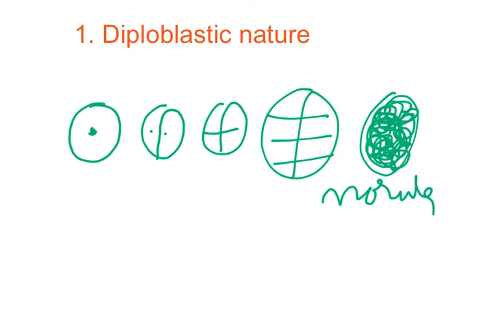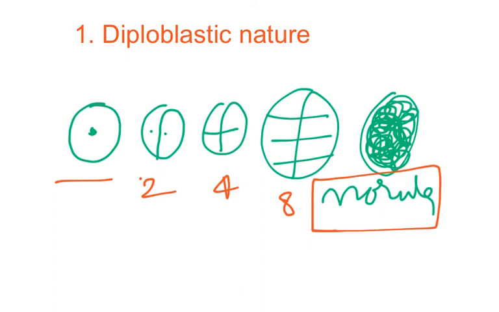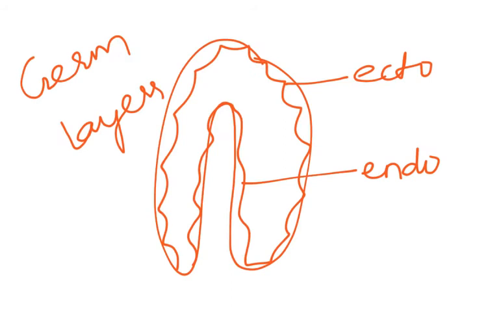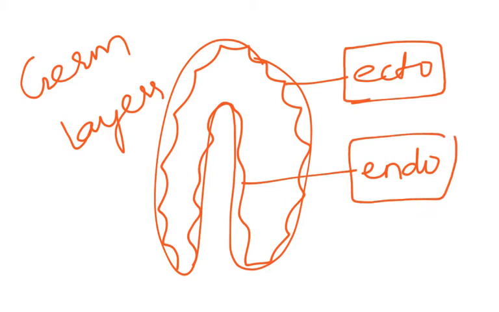Let's see from the beginning. Zygote divides into 2 cells, 4 cells, 8, followed by continuous divisions, resulting in the formation of a stage called morula. Morula develops into blastula. Invagination in the blastula results in the formation of gastrula. The fully formed gastrula stage will be like this, with 2 germ layers. If only 2 germ layers are formed during the formation of the gastrula, you will find only ectoderm and endoderm.